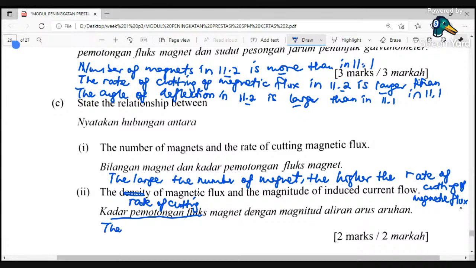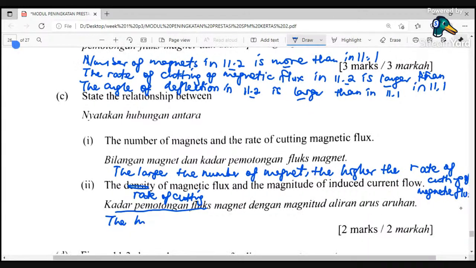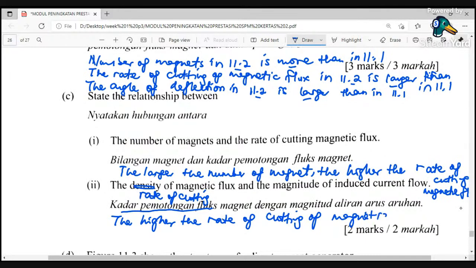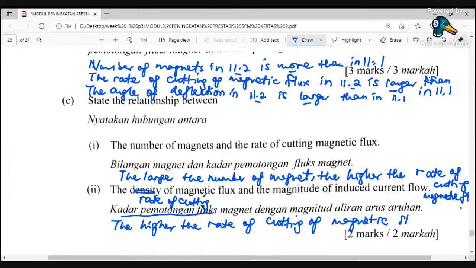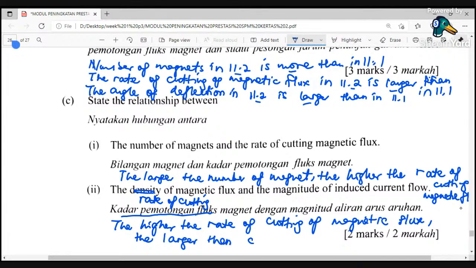Okay. The higher the rate of cutting of magnetic flux, the larger the current flux.